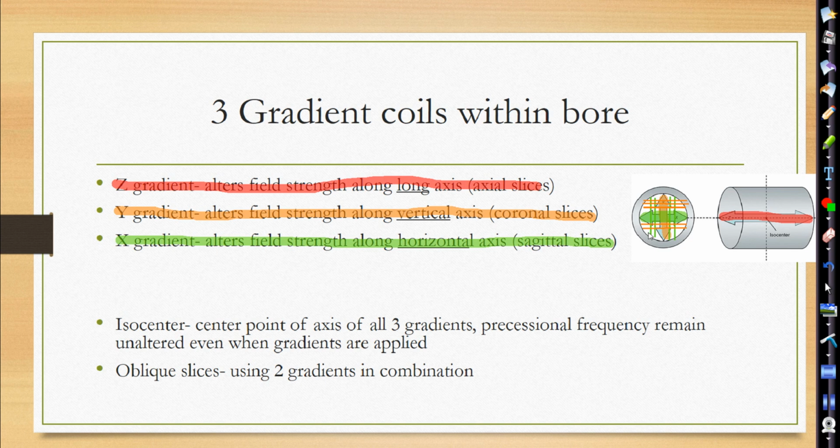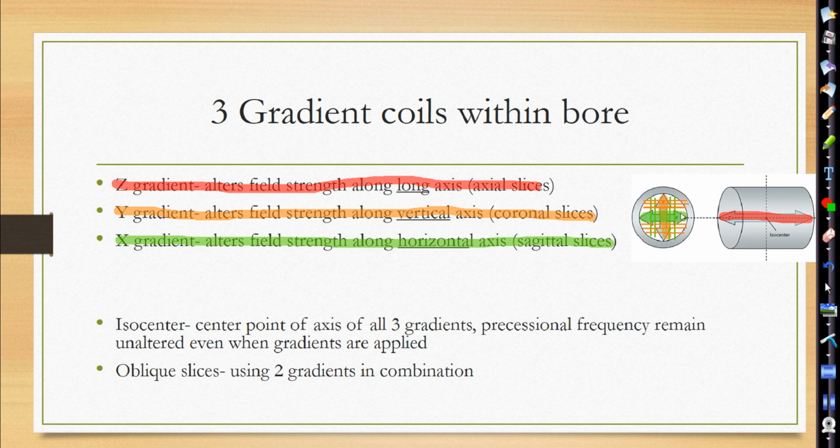So I'm basically drawing these lines here, Tiffany. You see how the y gradient alters field strength in the vertical axis. So this big arrow right here, that's orange, right? Then you actually acquire slices that are 90 degrees from that long axis. So then these are the actual slices that occur. And that's A to P, which gives us our coronal.